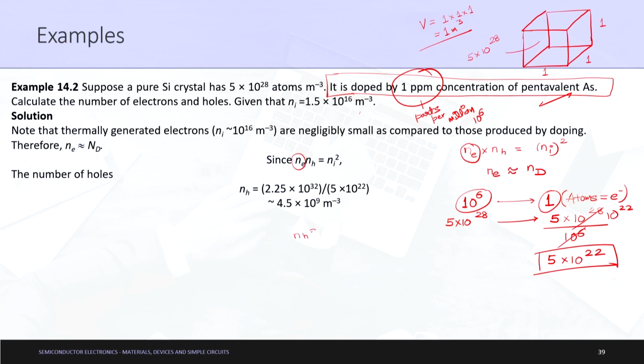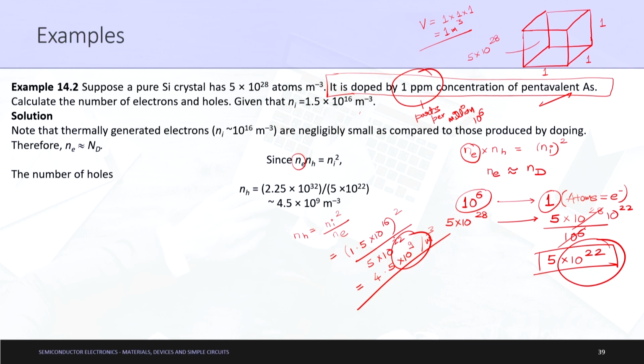So NH will be equal to Ni squared upon NE. Ni squared is 1.5 into 10 to the power 16, whole squared, upon 5 into 10 to the power 22. When you solve it, you will get approximately 4.5 into 10 to the power 9 per meter cube. That is the number of holes present. It is quite evident that the electrons are the majority charge carriers and the holes are the minority charge carriers. That is the explanation of this example. Hope I have explained it clearly.